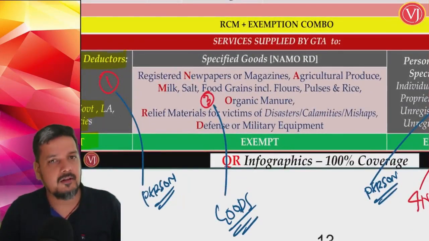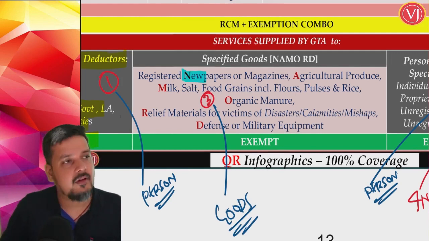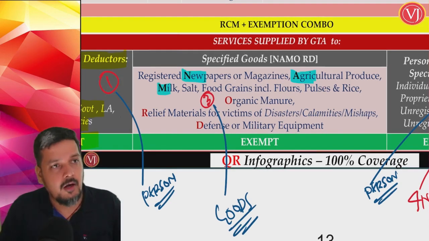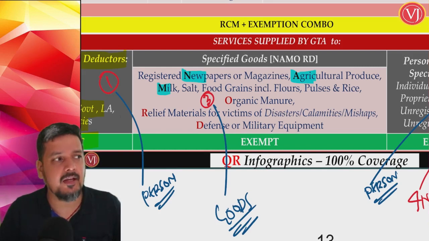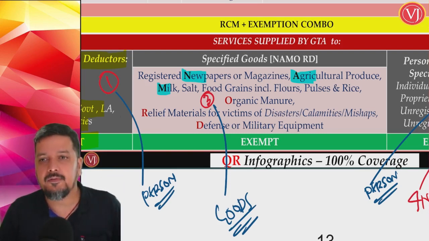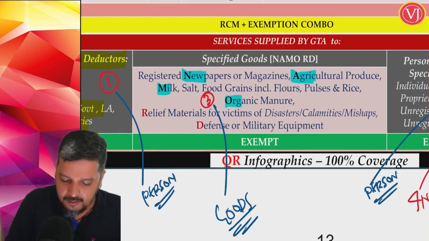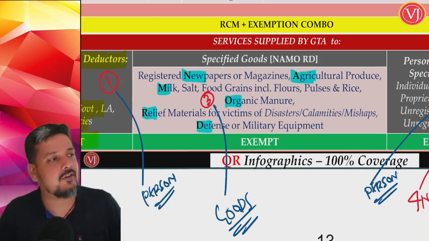The goods being transported are NAMO RD. Right. So you're talking about registered newspapers or magazines, agricultural produce, milk, salt, food grains, including flours, pulses, and rice. Rice is not an agricultural produce; paddy is. What about wheat? Wheat is already covered by agricultural produce. Registered newspapers and magazines, agricultural produce, milk, salt. Sugar is not there. Food grains, including flours, pulses, and rice. O is organic manure. NAMO RD. R is relief materials required at the time of natural disaster or man-made disaster. D stands for defense or military equipment.